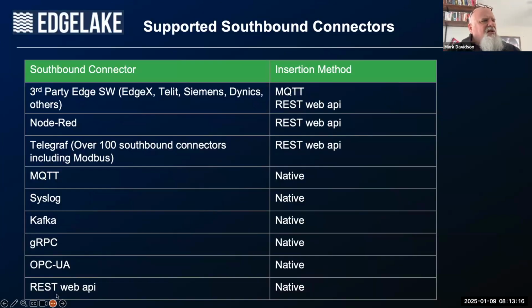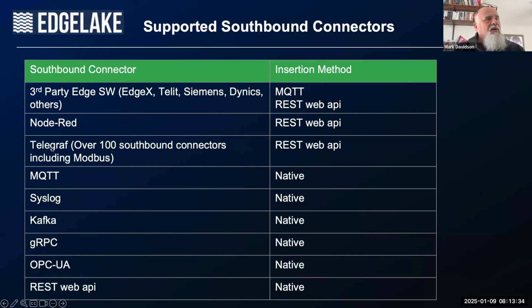You notice at the bottom here are the native connectors, the ones that are built into EdgeLake. Those are MQTT, syslog, Kafka, gRPC, OPC-UA, and a REST web API. Then we support a variety of third-party connectors.